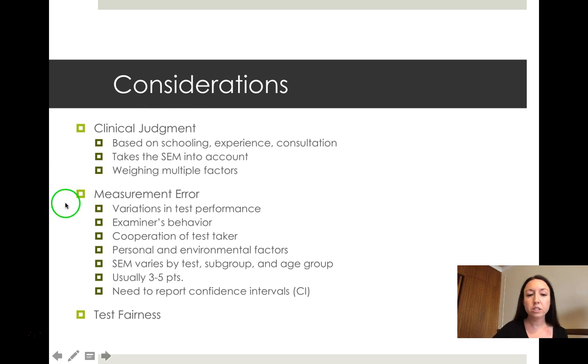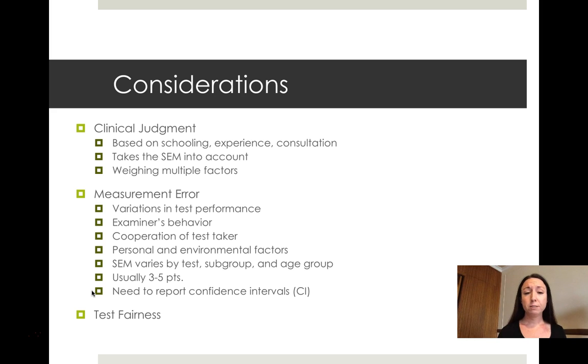Also considerations, measurement error. In general, our tests are really good at doing what they're supposed to do. But an IQ score is just an estimate. There's no way we can ever know anyone's true score. And some of the error is already factored into the score. That's why you get a range of plausible values, or a confidence interval. But there are other things that can certainly happen.